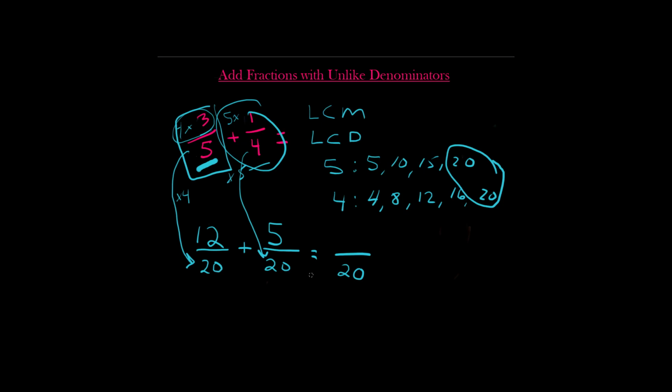Now that I have the same denominator, we can go back to our previous lessons and just add straight across. So 12 plus 5 is 17. Luckily, that one is already in simplest form, so there's nothing to do. Why? Because 17 is a prime number, so the greatest common factor of 17 and 20 is 1. If we tried to divide each by 1, we'd just end up with the same answer over and over again. That's why we don't even have to do that step. So 17/20 is our answer.